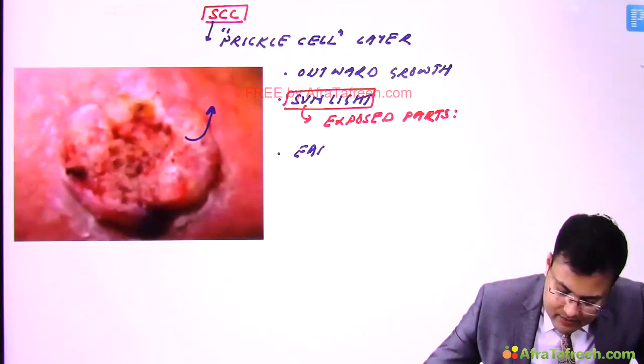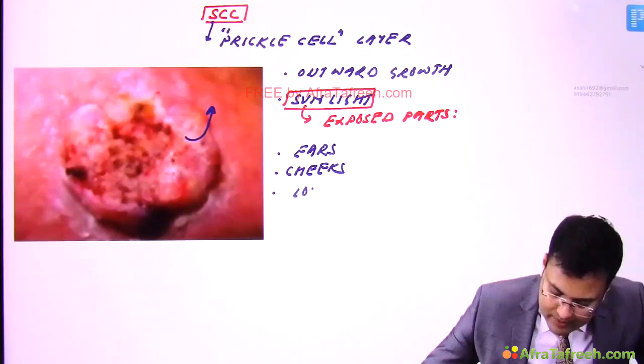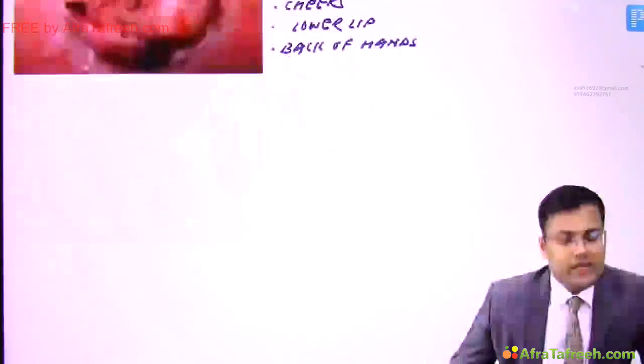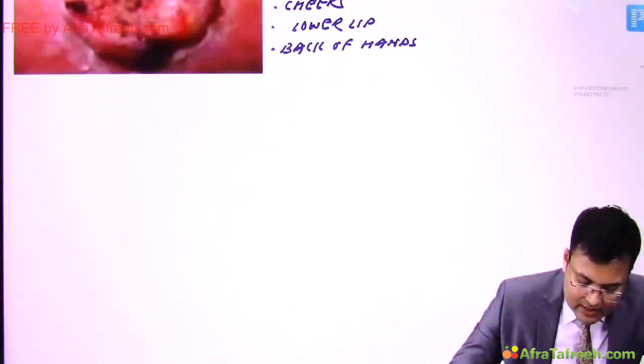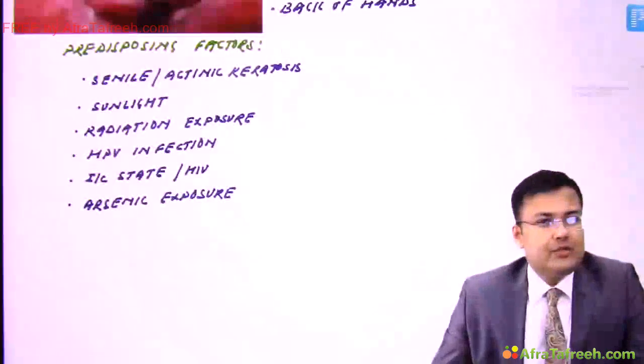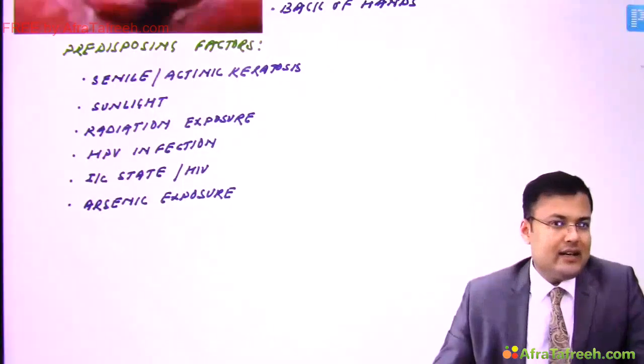Ears, cheeks, lower lip and back of hand. Lower lip and back of hands. Okay, so these are the common sites. Now see the other predisposing factors. So what are the predisposing factors for squamous cell carcinoma? The predisposing factors are senile or actinic keratosis.